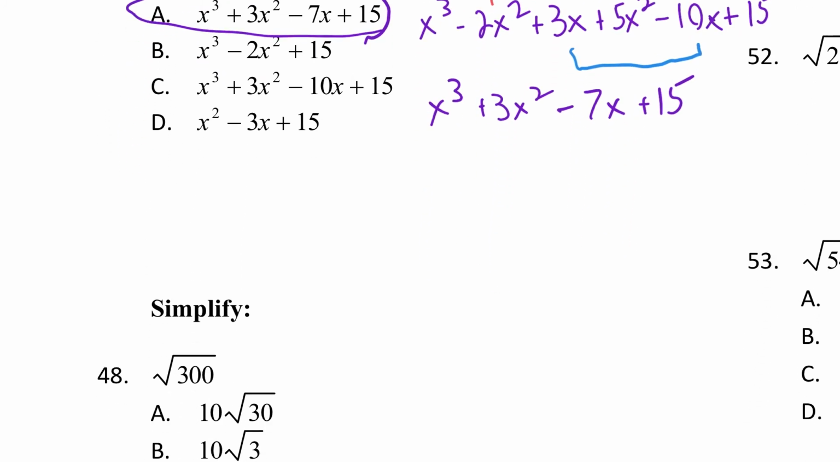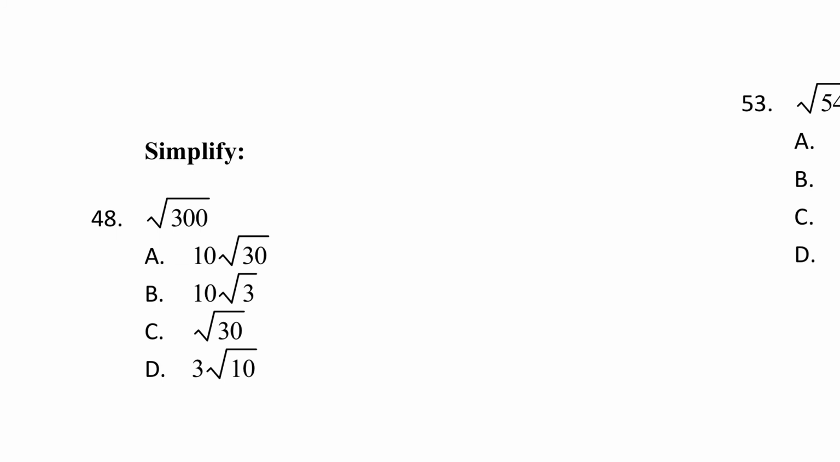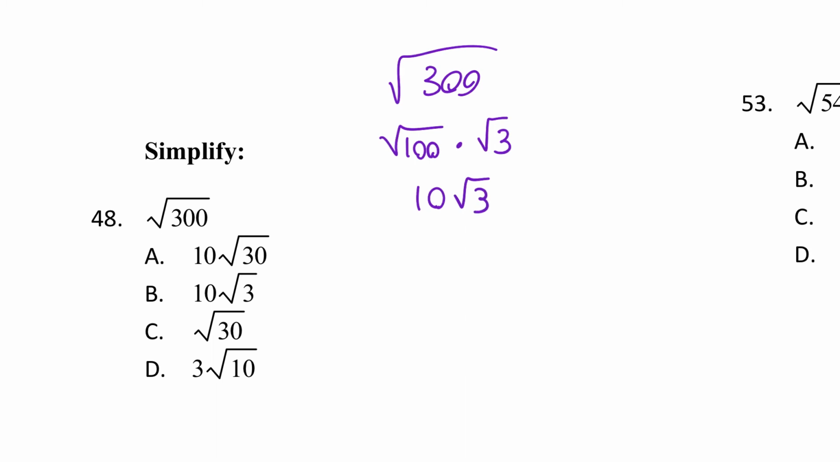Oh, now we're into radicals. Awesome. So there's a lot of different ways to solve these. The fastest way to simplify this 300 would be to break it up into perfect squares. So the biggest perfect square I can think of that goes into that is the square root of 100 times the square root of 3. And the square root of 100 exists. It's 10. 10 times the square root of 3. That would make my answer B.